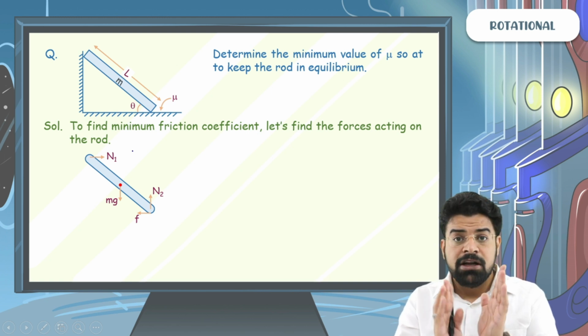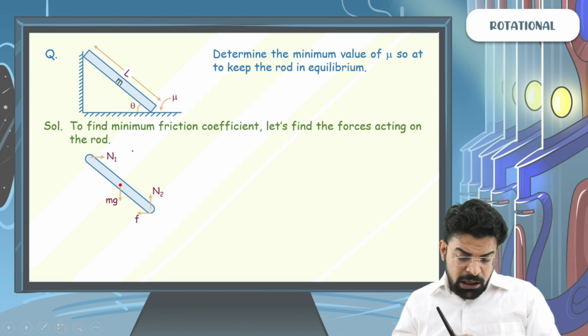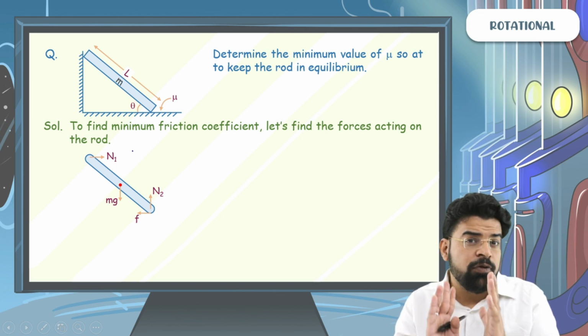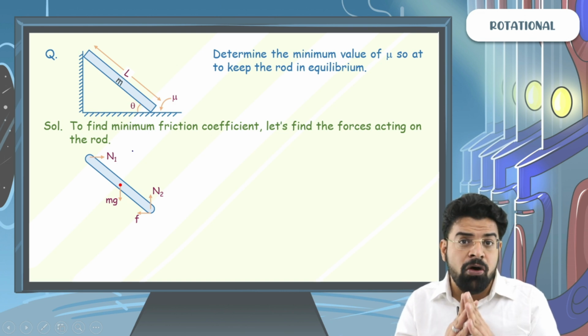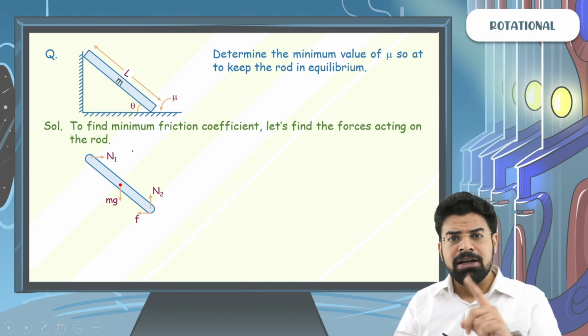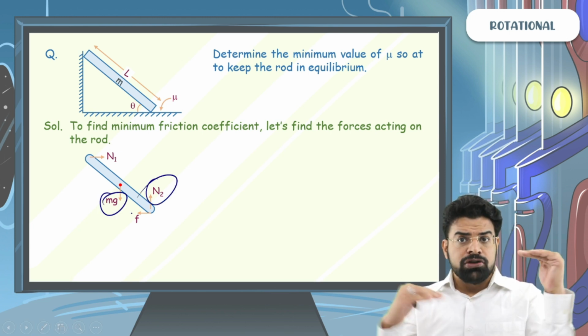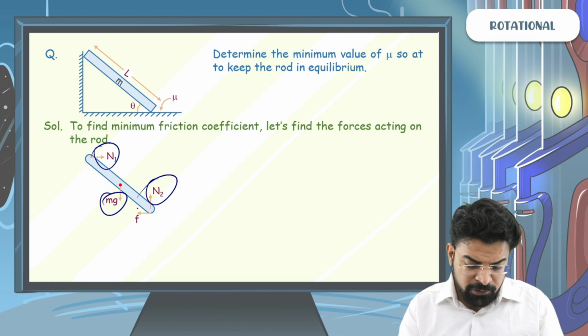But we know that the rod has to be in equilibrium. For the rod to be in equilibrium, the net force has to be 0. In which direction? All directions. In the vertical direction, we have two forces, mg and N2. And in the horizontal direction, we have two forces, N1 and F.